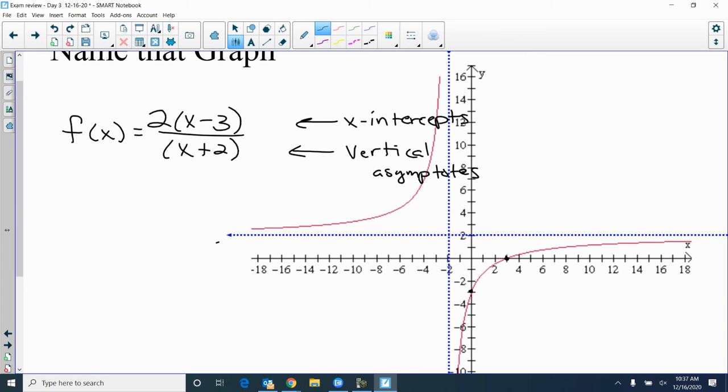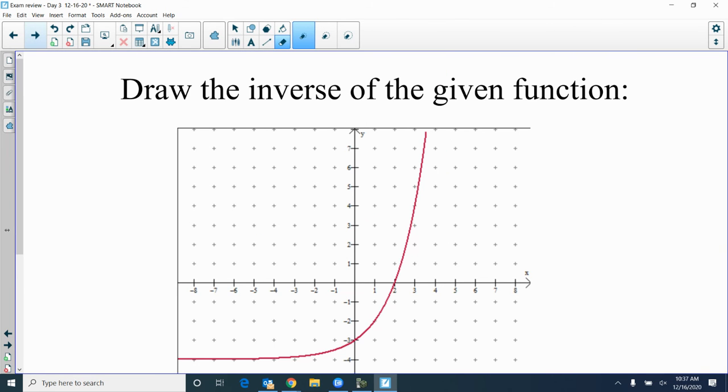If you want to distribute, that's okay, but you cannot make it this way. This would be incorrect. We talked about that earlier in the year, because what that does is you just change your x-intercept. Okay, you got the 2, but now your x-intercept should be different. So if you want to leave it like that, that's fine. If you want to distribute it, either way, but it hits everything. Okay, so now you got horizontal and vertical asymptotes.